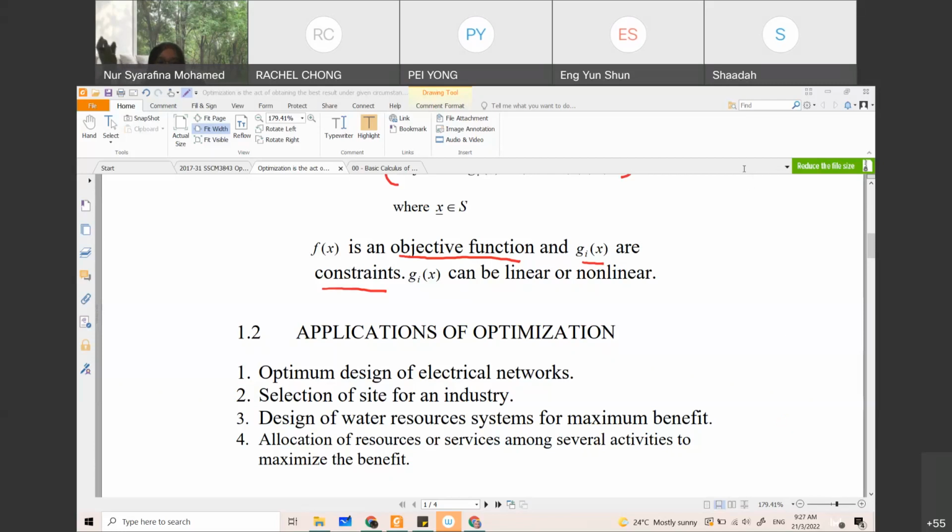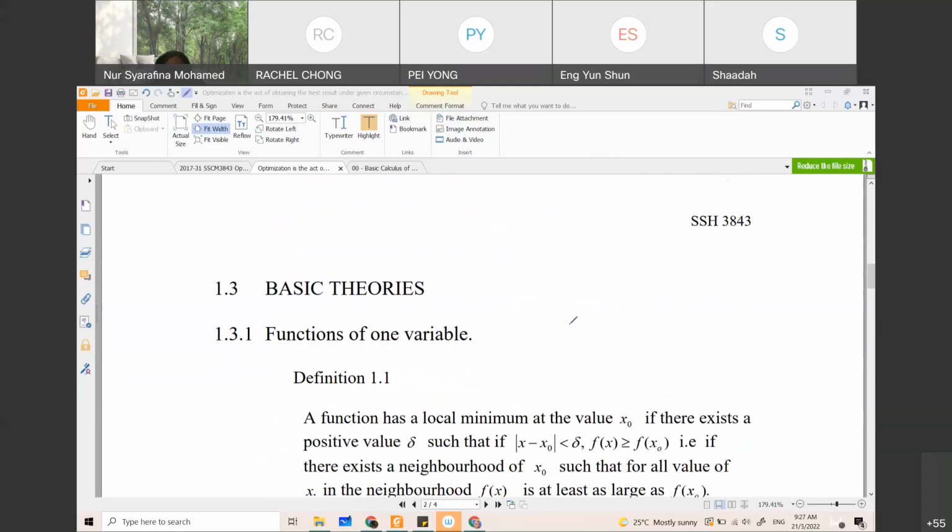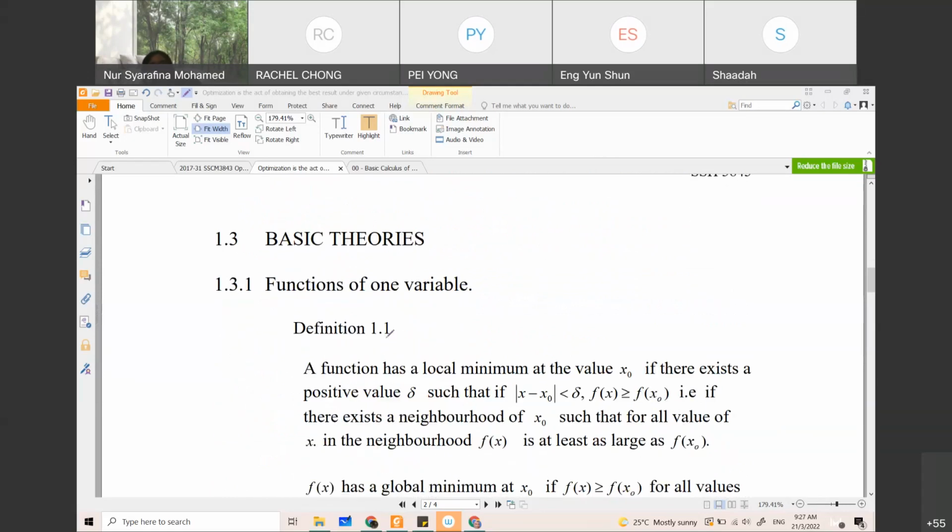Okay, good. So now you can see that optimization is very applicable in real life. So that's why it is important for you to understand the methods first. Okay, let's take a look. Next one. So now, basic theories. What are the theories or the fundamentals behind this optimization? Now, functions. We start with functions of one variable. Multi-variable is for advanced, so let's start with one variable first.